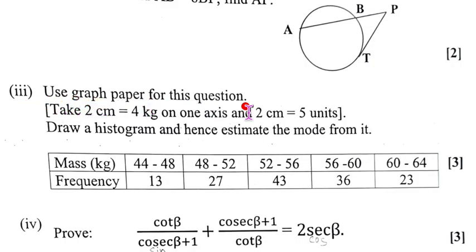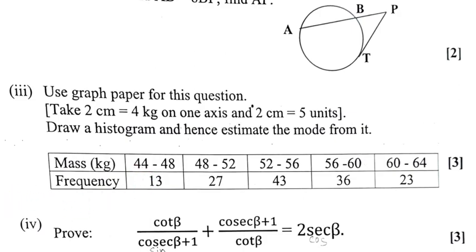Use graph paper for this question, and they have told us to take 2 centimeters as 4 kg on one axis, and 2 centimeter is equal to 5 unit on the other axis. Draw the histogram and estimate the mode. Now these are the values over here. This is the frequency. We are not starting from 0. So we'll have to show the kink in the graph.